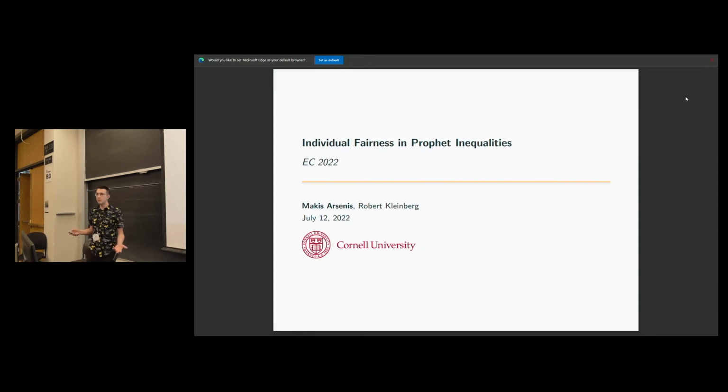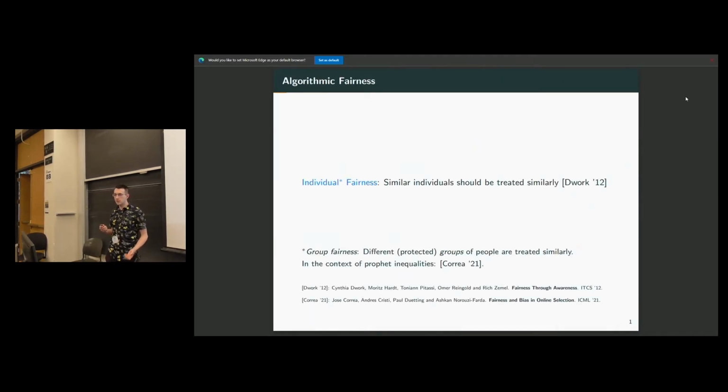So how do we define fairness? It's a difficult question, and there have been many approaches to it over the years. One particular type of fairness is individual fairness, which is the general notion that similar individuals should be treated similarly. And as a side note, you might be familiar already with another type of fairness, which is group fairness, and there has been work that connects group fairness with profit inequalities, but we will not touch upon it much at all in this talk.